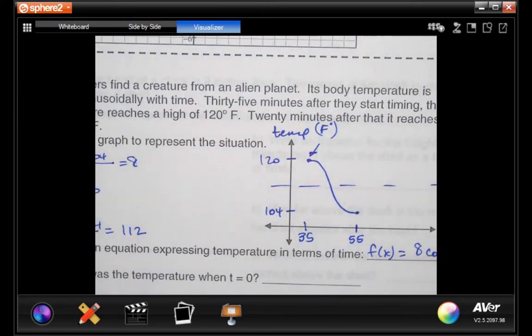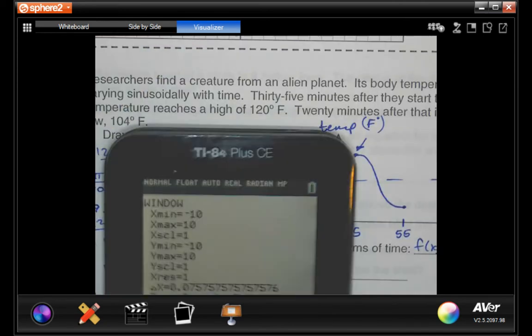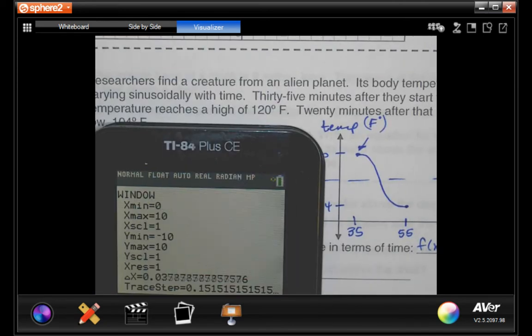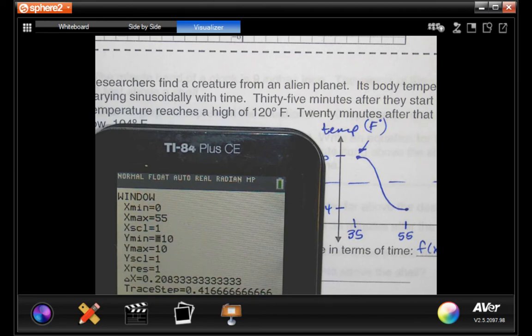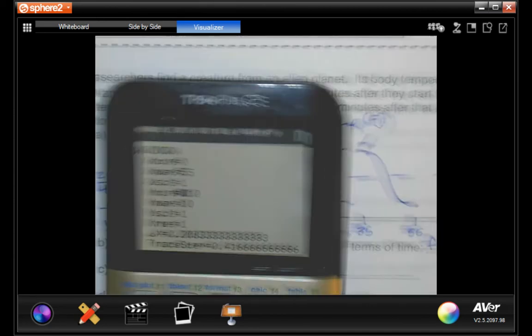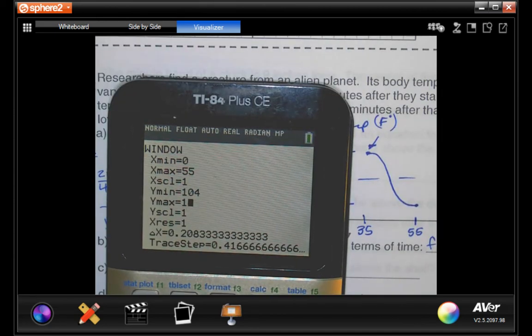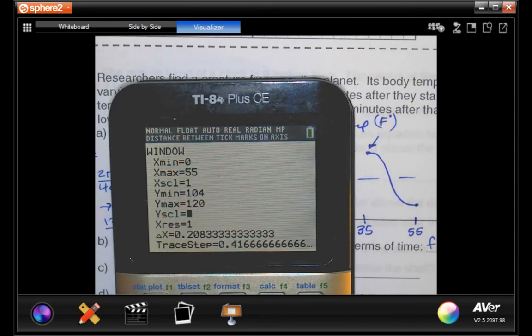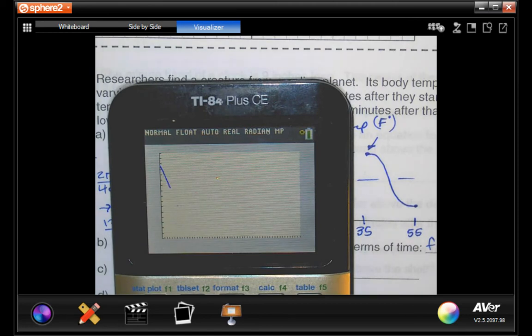Okay, so we need to adjust our window, right? What are we thinking on the window? X from 0 to 55. And then Y like 104 to 120. Works for me. So now let's just hope we did it correctly.